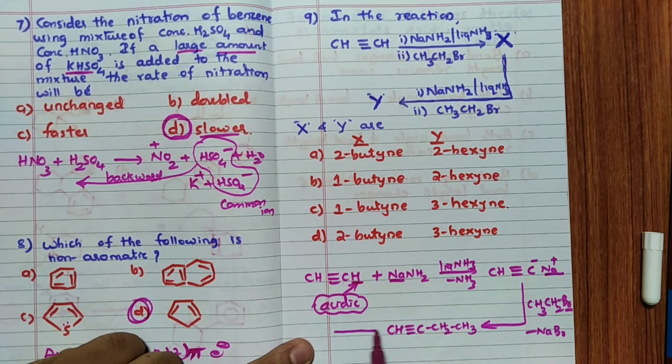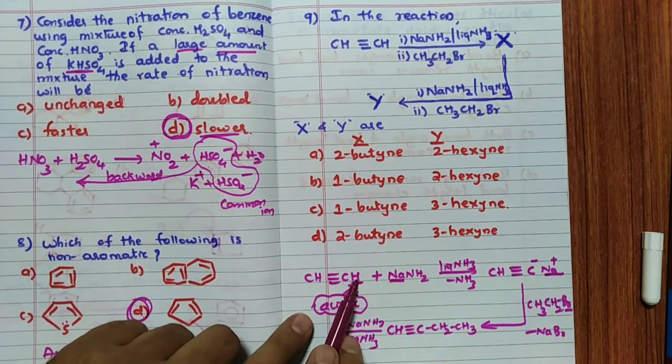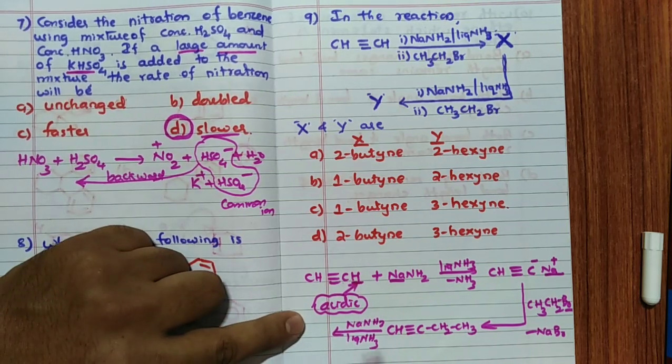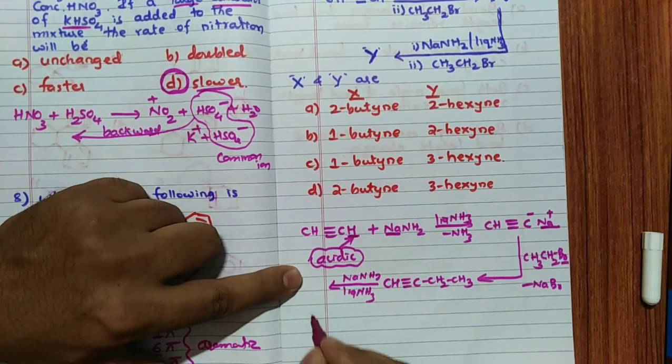Next step, what happens? Once again NaNH2 and liquid ammonia reaction takes place. Now see, here this hydrogen is replaced, correct? In the second step this hydrogen is replaced. Very simple. When this hydrogen is replaced, I will write it in this way.